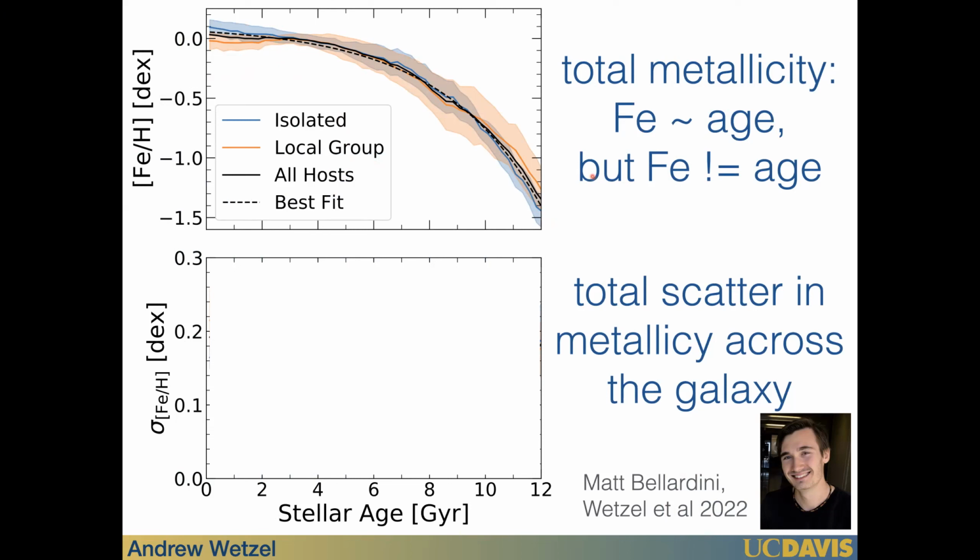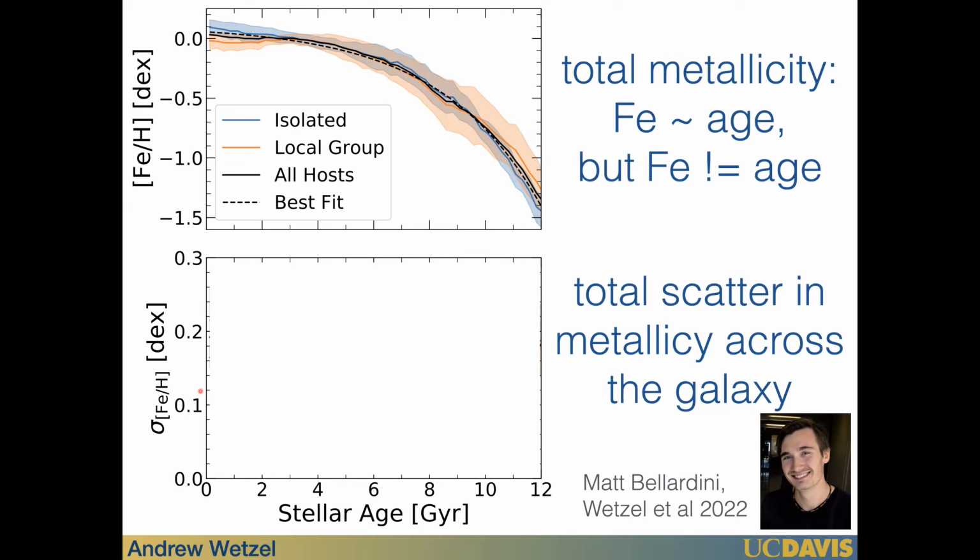So then you can think about, and without staring at this top panel too hard, if we measured the total scatter in metallicity across the disk, what would it look like? Would the total scatter in metallicity across the disk get bigger with time, get smaller with time, something more complex?